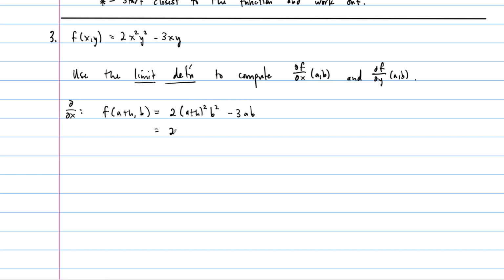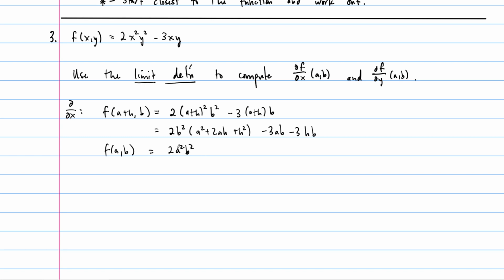So this one's going to be 2b squared, I'm going to leave that there, times a squared plus 2ah plus h squared, of course, right? Minus 3ab. And then we also need just regular f of ab. And this one's going to be 2a squared b squared minus... I made a mistake up here, right? This a should be a plus h. I'll write this one out in two different terms. So this one's going to be 3ab minus 3hb.